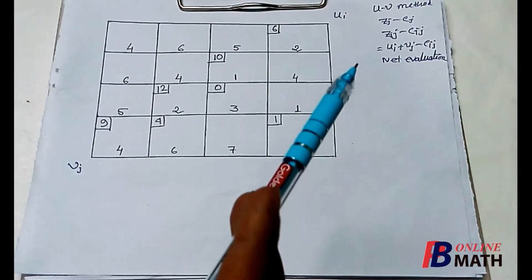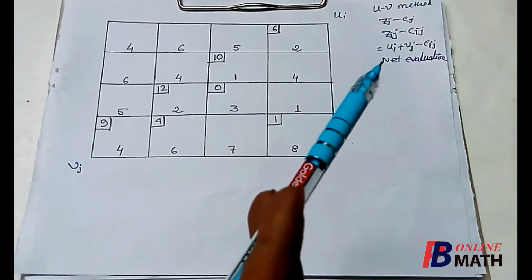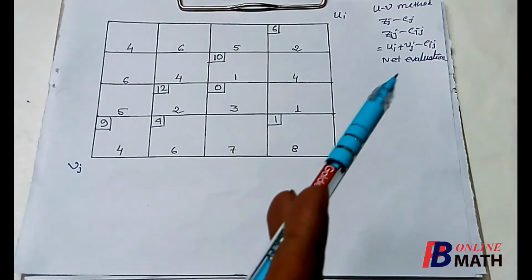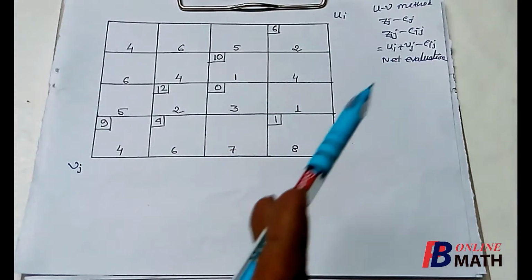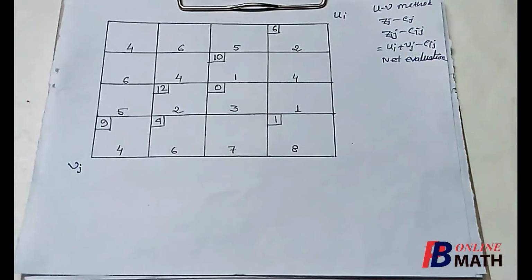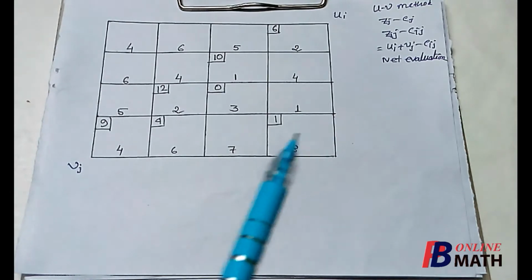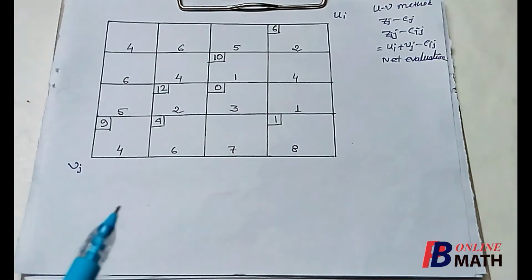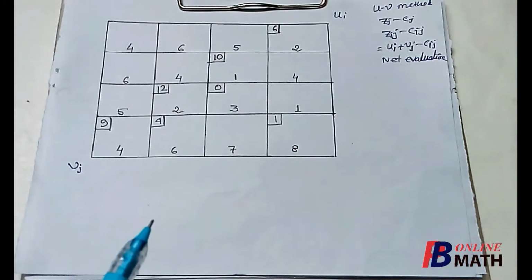So to find the values of zij minus cij, we have to find the values of ui and vj. Because cij are known, these are the cost values, but ui and vj are unknown. Actually there are 8 unknown values of ui and vj, out of which 7 will be independent, 1 is dependent. So we can select any one of them arbitrarily.